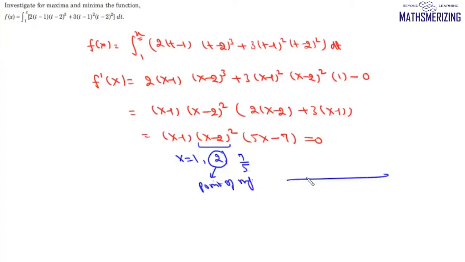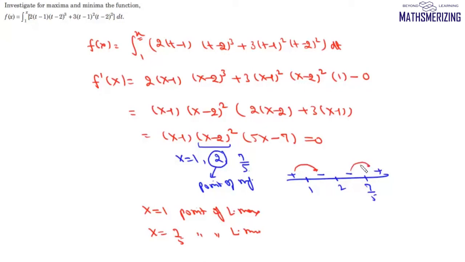So we'll put all these on a number line. So this is 1, this is 2 and this is 7/5. Rightmost is plus. So this is plus, minus. Now there is no sign change at 2. So it will be minus, and then here it will be plus. So for this question, x equal to 1 is a point of local maxima, and x equals 7/5 is a point of local minima, because for 1 sign changes from plus to minus, and here it changes from minus to plus.